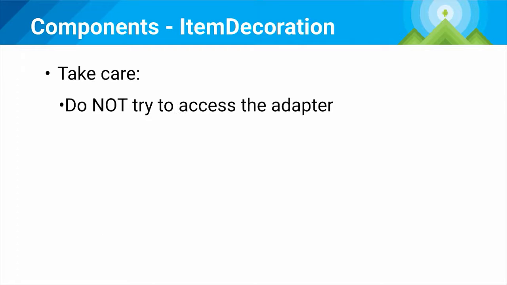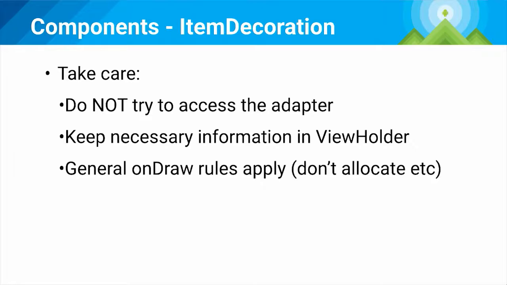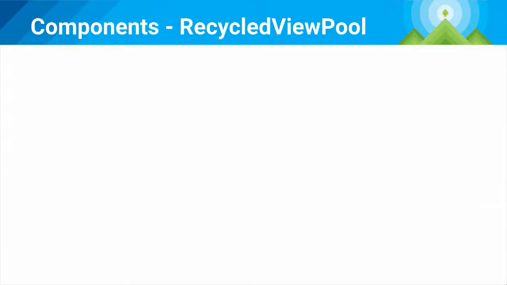There are some important things that you should know about item decorations. First of all, do not try to access your adapter, because we might call it in the middle of a layout. You can still get the item's adapter position, but it's tricky. Instead, go with the information in the view holder. Your view holder should keep whatever information the item decorator needs. And the on-draw rules apply: don't allocate, because you are being called many times during the drawing cycle. And when you need to get the view holder, you can use this method.